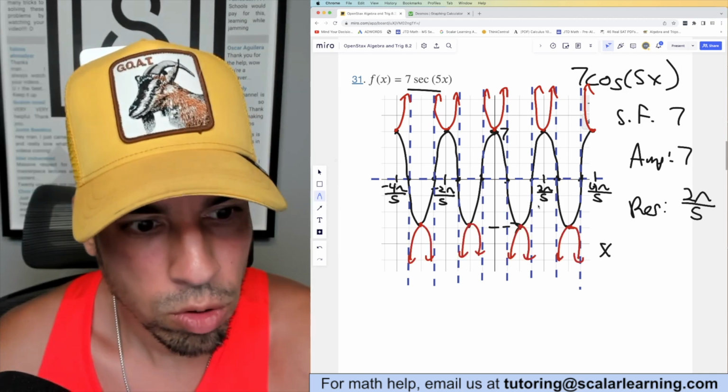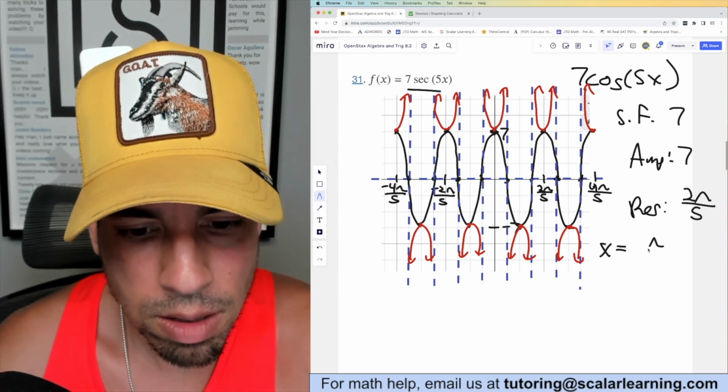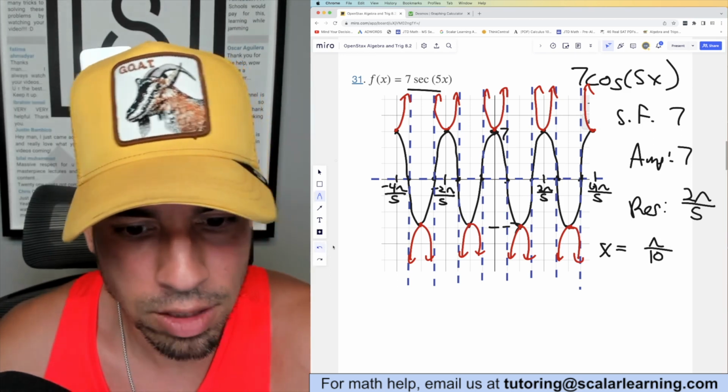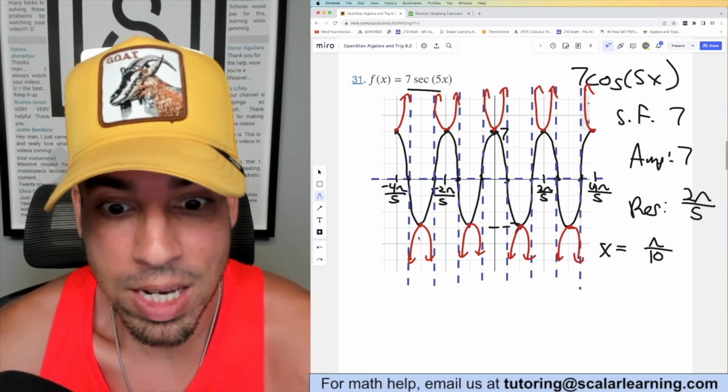And for the asymptotes, this one right here is occurring at pi tenths. So the way they have it in the back of the book is they have pi tenths times k, where k is any odd integer. And that's cool if you want to specify that, but sometimes teachers want just k to be any integer.